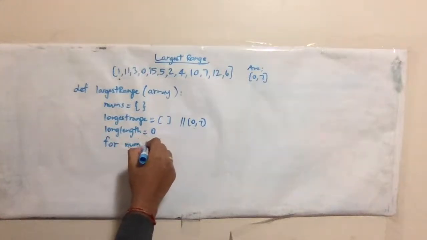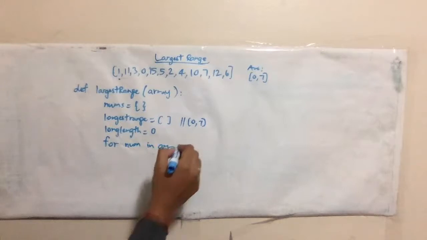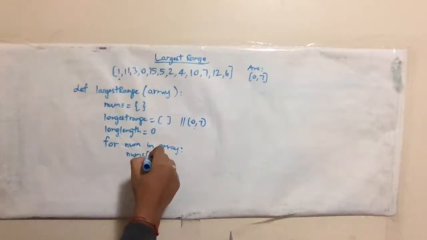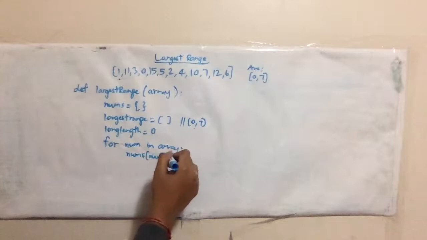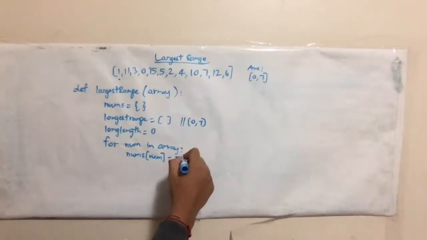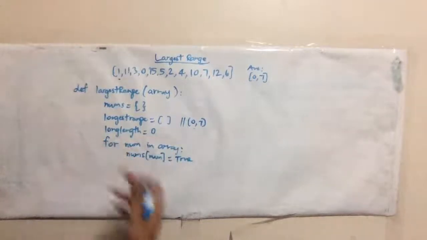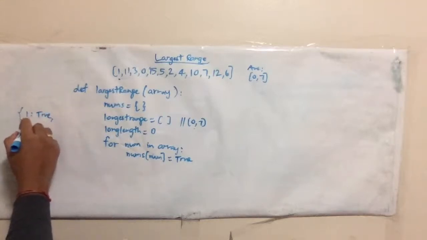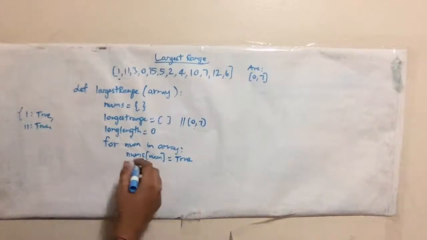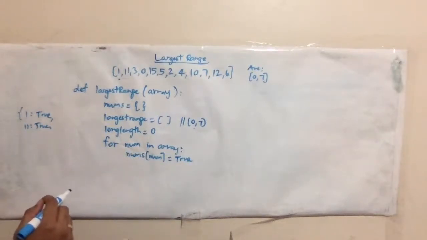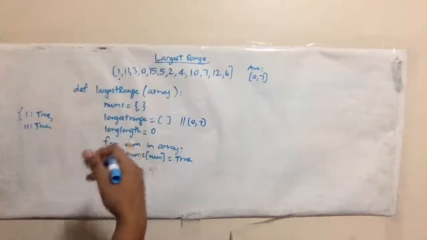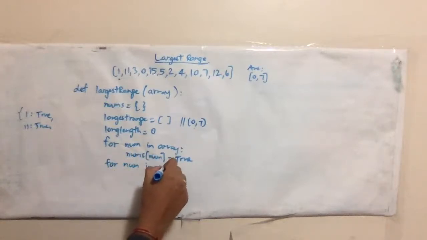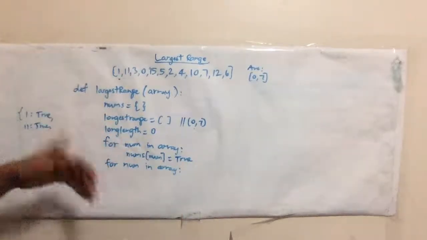For number in array, this is the hash table: nums of num, you put the key as num and the value as true. This will create the hash table with all the elements like this: 0, true, 1, true, 11, true, and so on. And we created this. We now need to iterate through the given input list: for number in array.